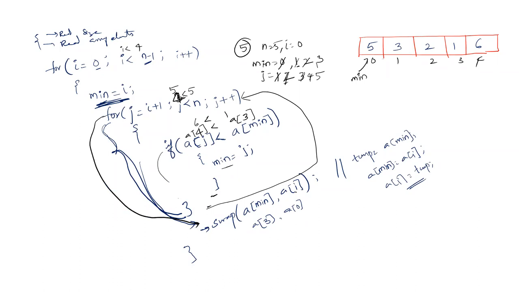Swap a of min with a of i. What is a of min? Last we found 3. What is i value? i value is 0. So swap a of 3 with a of 0. I'm replacing the values. Is that right? Yes, replaced. Now, after completing this logic, where should I go? I should go to the outer loop.